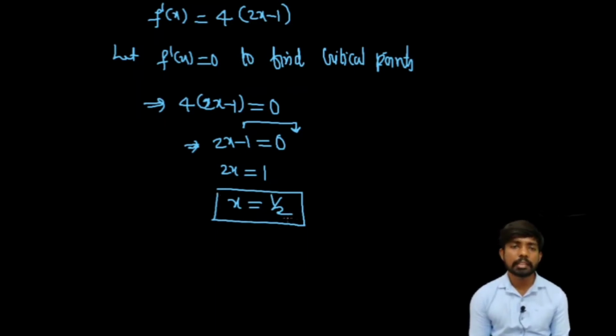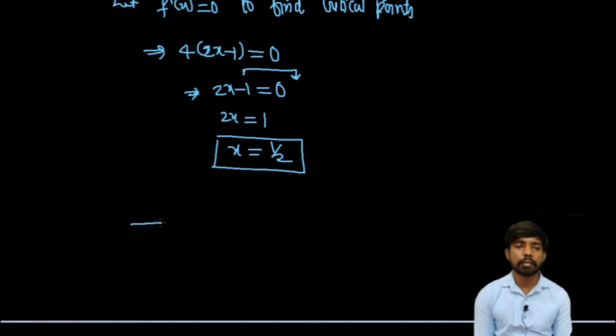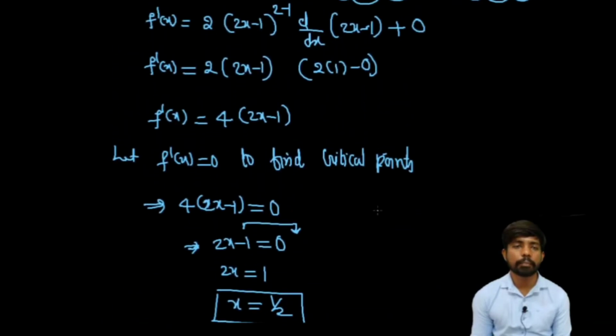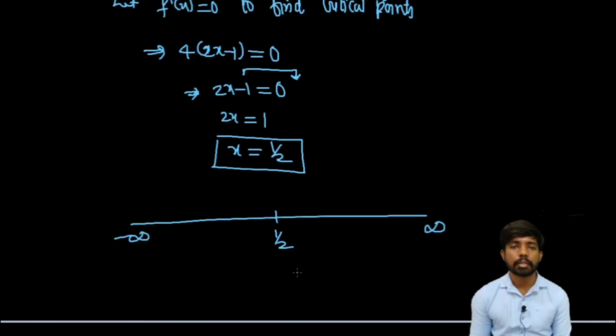But we don't know whether this is a point of maxima or a point of minima. So, just plot it on a number line. This is the first order derivative. So this is 1 by 2, this is minus infinity, this is plus infinity. First of all, consider the slope. F dash of x is equal to 4 times 2x minus 1. Just note down the slope, 4 into 2x minus 1.